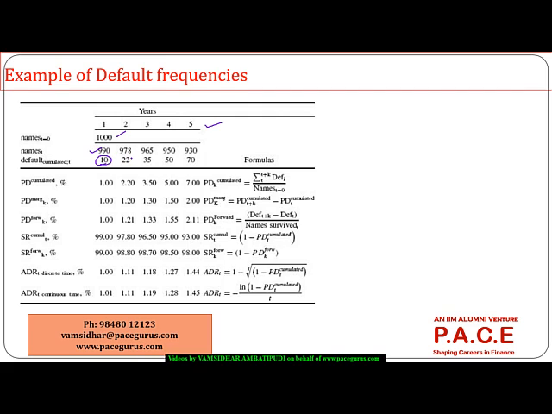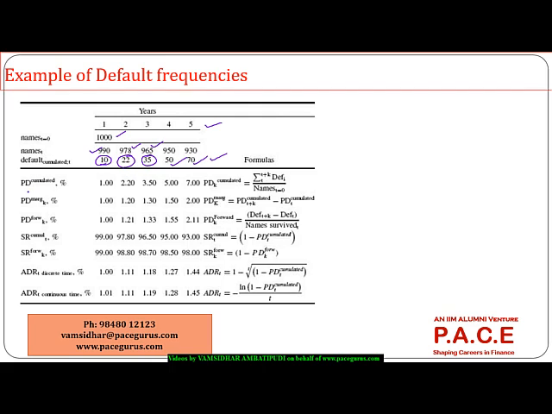And in the second year, this is cumulative. By the end of the second year, 22 of them have defaulted, which means by the end of the second year you have only 978 of them. By the end of the third year, another 13 have defaulted, making the tally 35. So the total number of companies at the end of the third year is 965. And that's how the fourth and fifth years are going.